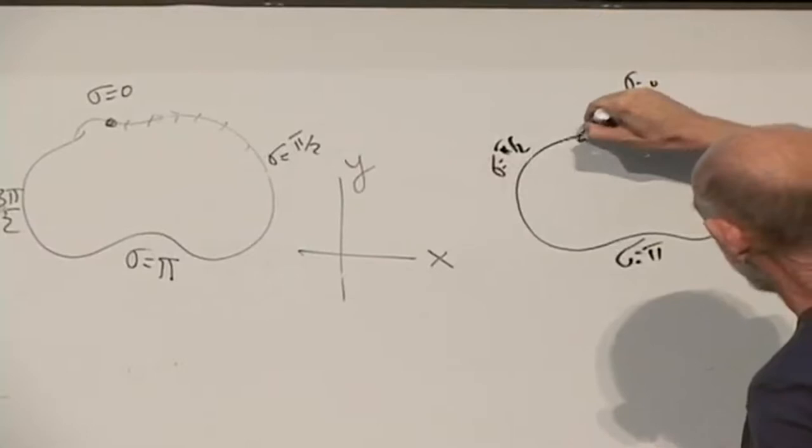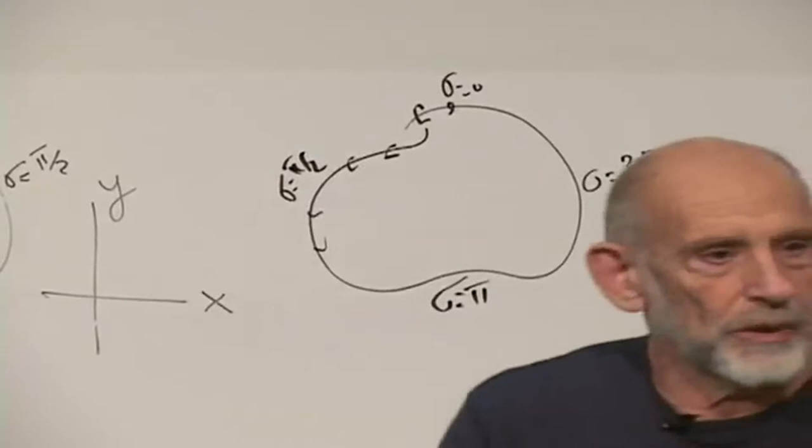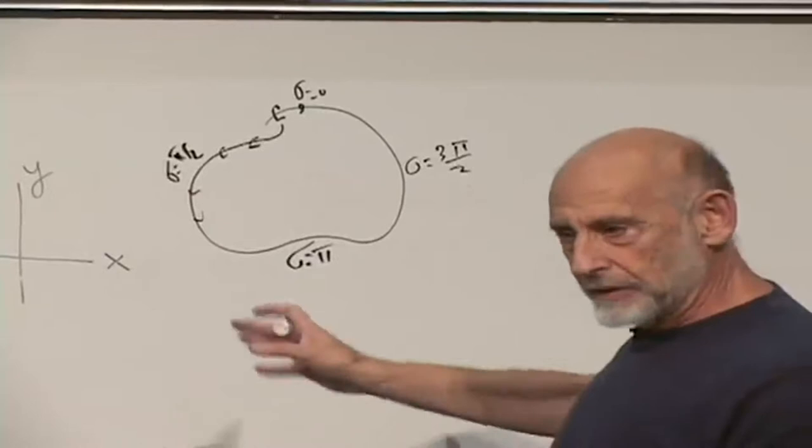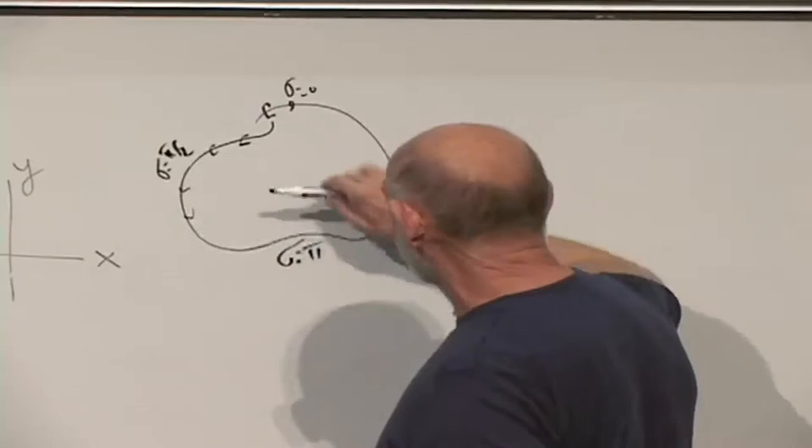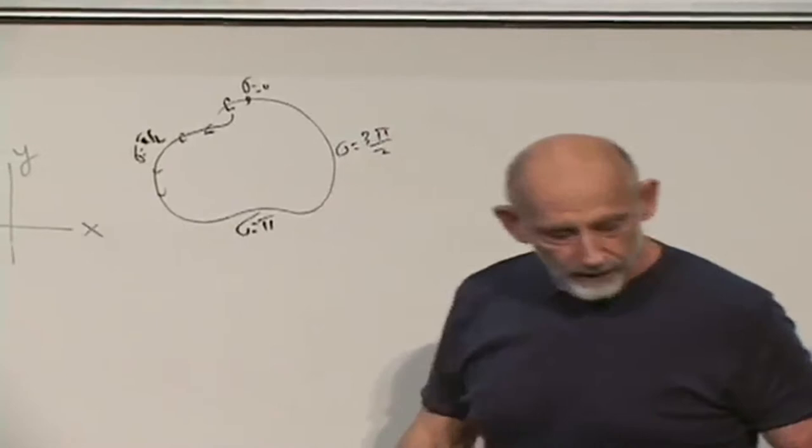The only point is I don't want you to get confused. When I speak of orientation of the string, it's not an orientation in space. It's a sense of intrinsic to the string, there's a directionality along it. And that directionality we have to keep track of.